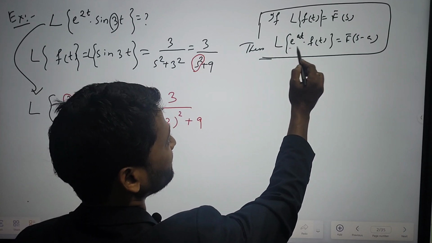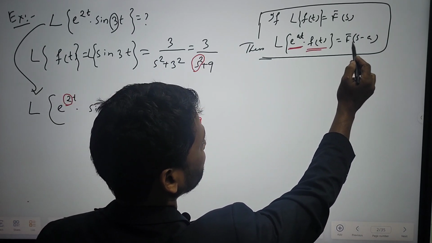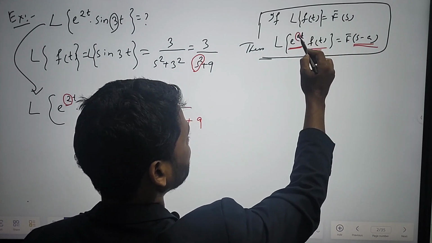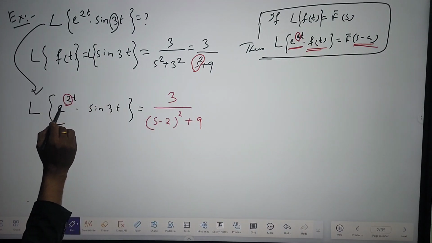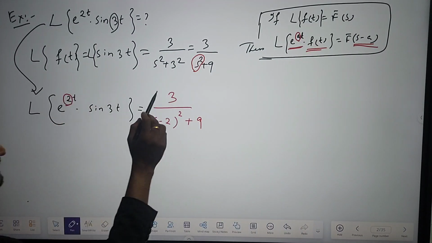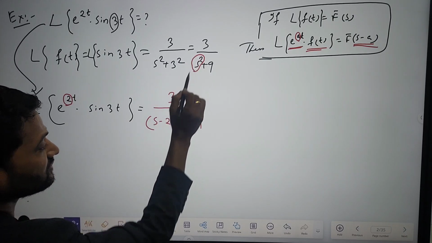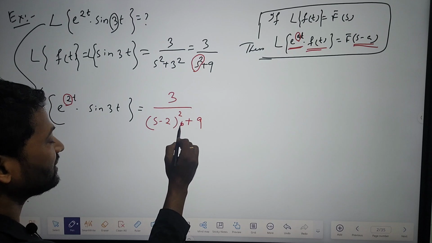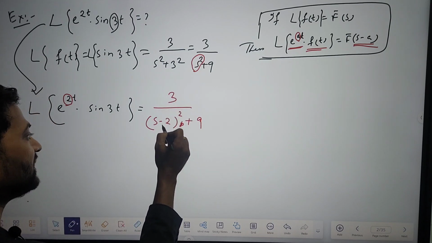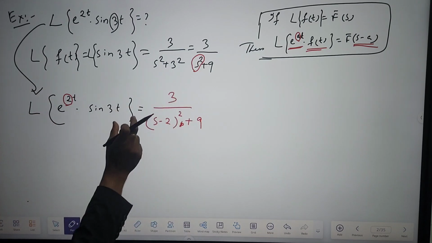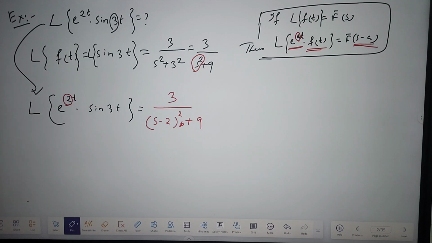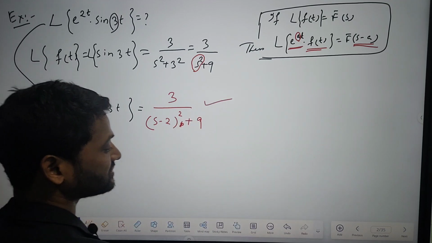Look here, Laplace of e to the power at into f t is f bar s minus a. If I compare, 2 is the a here. So your answer is 3 by s minus 2 whole square plus 9. What do we have to do? Replace s with s minus 2, put s minus 2 in place of s, then you solve and get the answer.